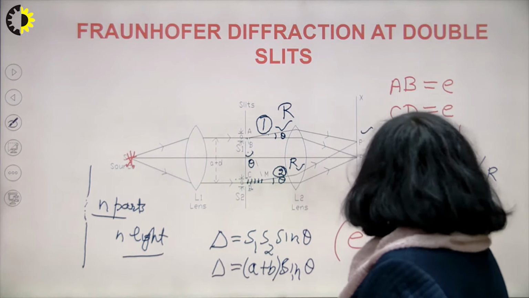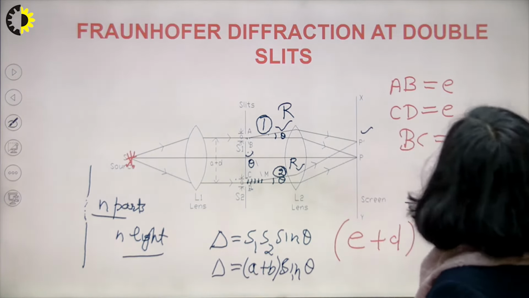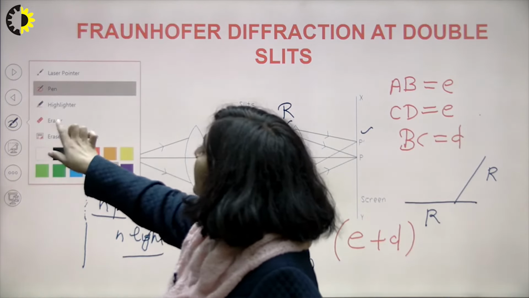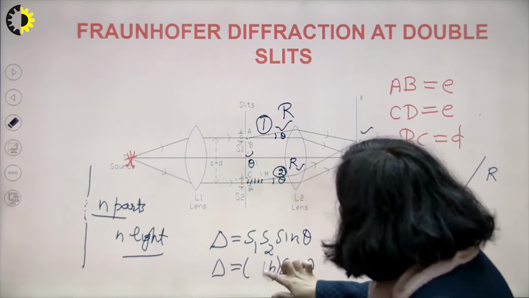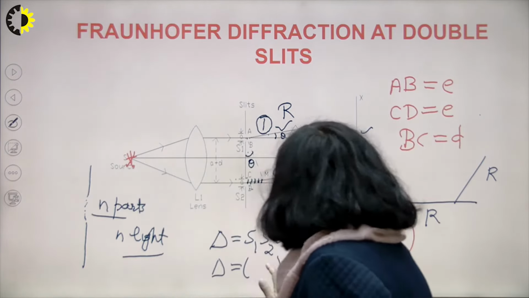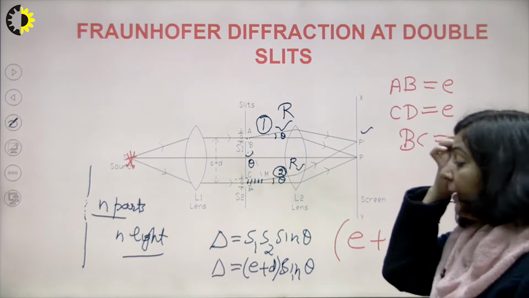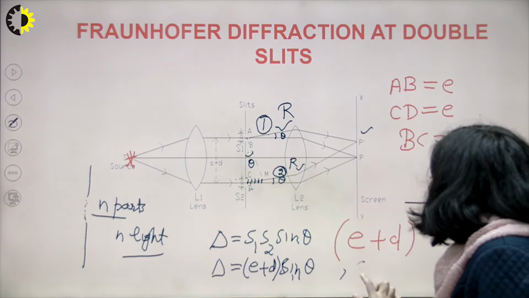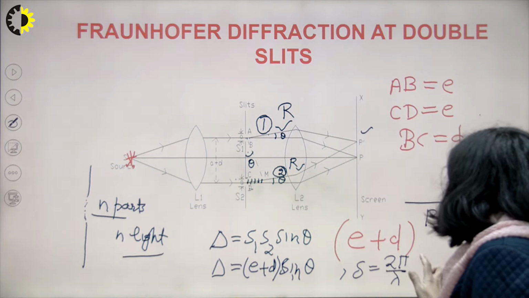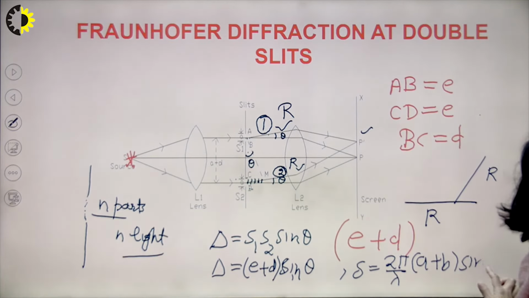Delta is the path difference. And you know, this is not A plus B, it is E plus D, because AB is the width of the slit, and CD, this one is E and this one is D. So I have to write here, this is (E plus D) sine theta. This is the path difference. And if you know the path difference, then phase difference will be equal to 2 pi by lambda into path difference, that is (E plus D) sine theta.